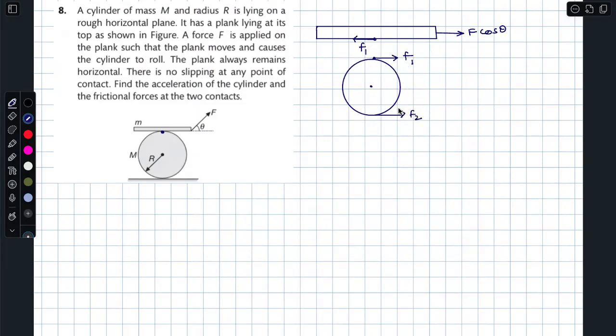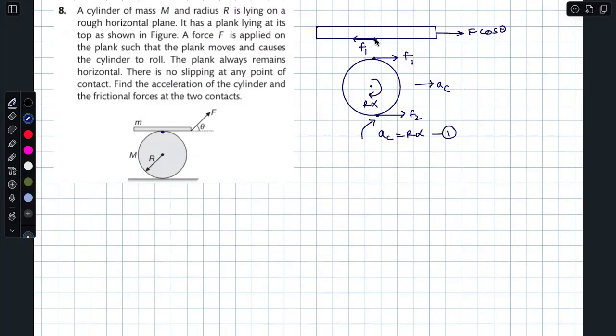Friction F2. Always remember, try like this: unless it passes through the center, somewhere between the center and the topmost point, you first try applying F2 rightwards. No issues. Now it will have AC. This will have R alpha. Because this is ground, at this point AC is equal to R alpha. Equation 1.